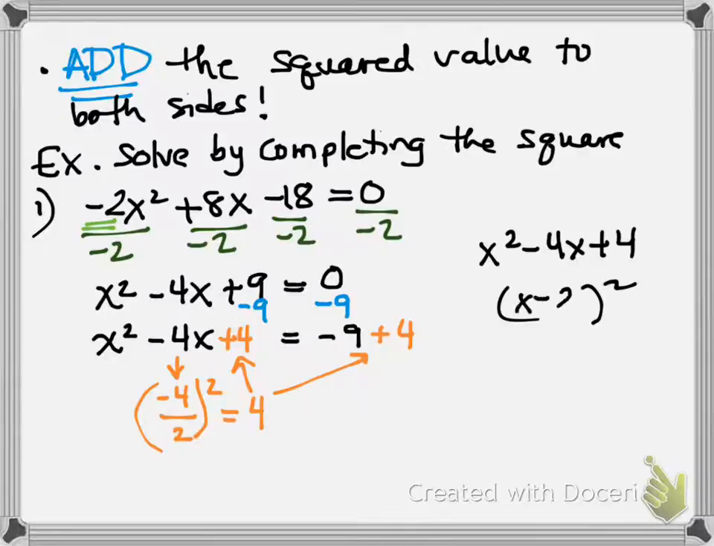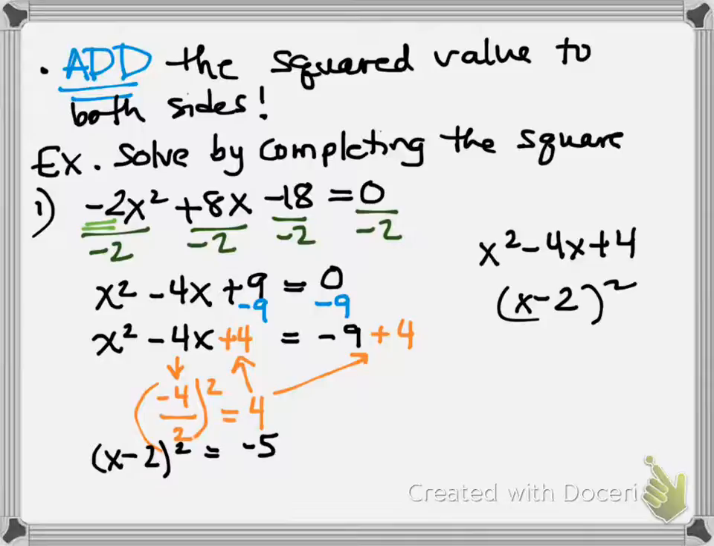X minus 2. Square root of x squared is x. Square root of the 4 is 2. The middle term was negative. And over here, negative 9 plus 4 is negative 5. That's the pattern we came up with. You can always play the game if you don't understand. If you've got a trinomial square, we have a pattern we can use to get to the factored version faster. If you don't understand that, just play the game.